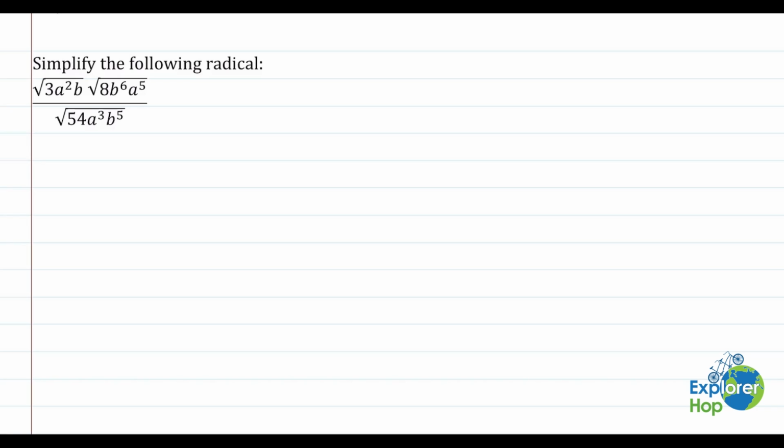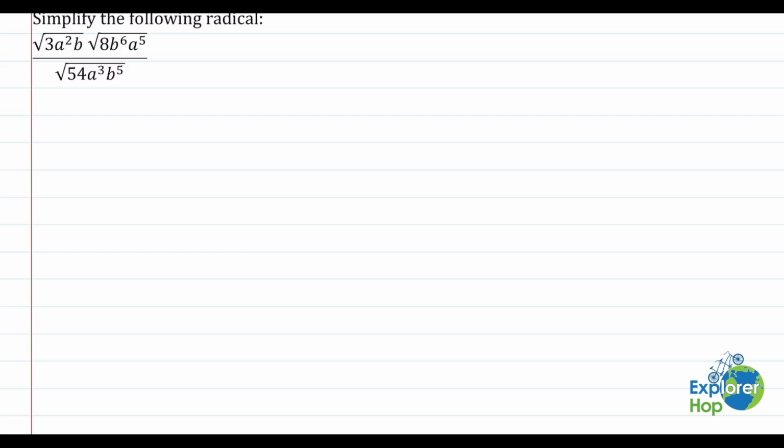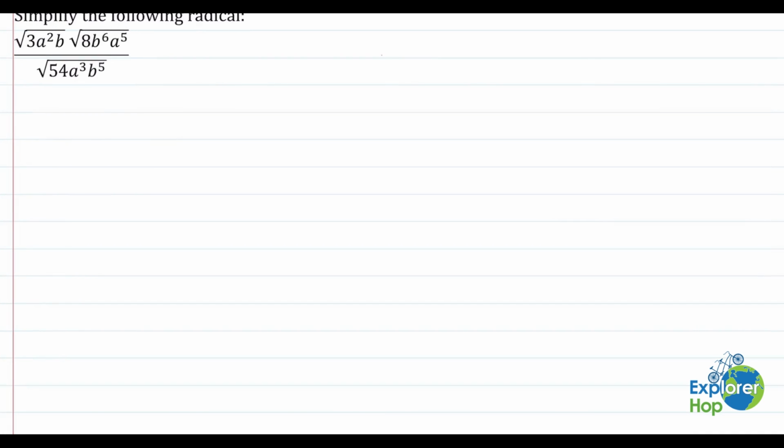In today's worked example, we'll be simplifying the radical: square root of 3a² b multiplied by square root of 8b⁶ a⁵, over square root of 54 a³ multiplied by b⁵. So let's start.